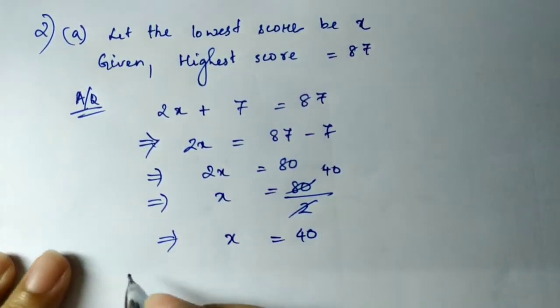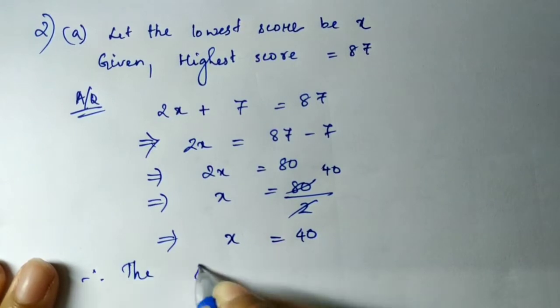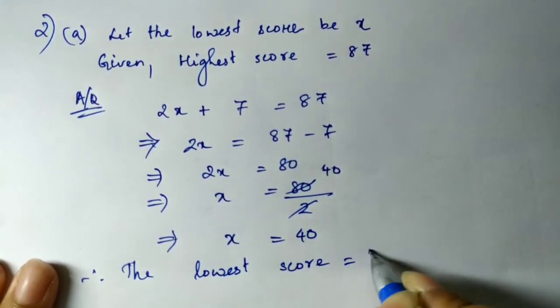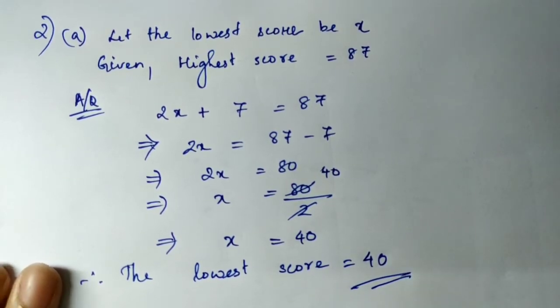And what was x? My lowest score. Therefore the lowest score is equal to 40. So here comes your answer.